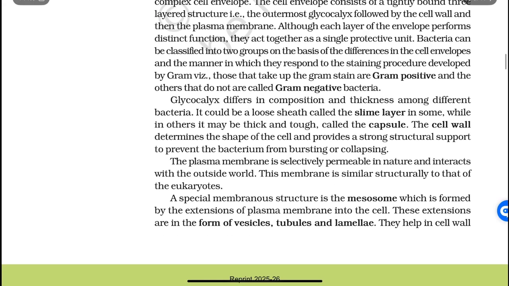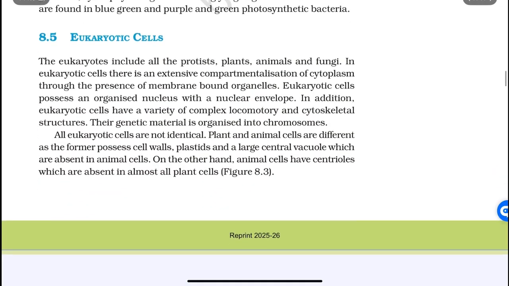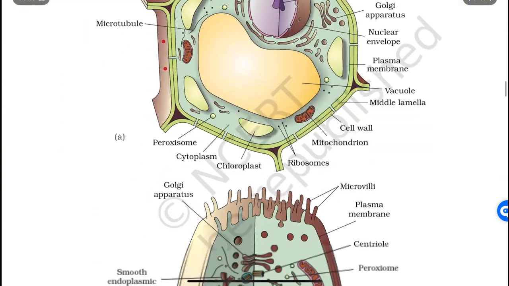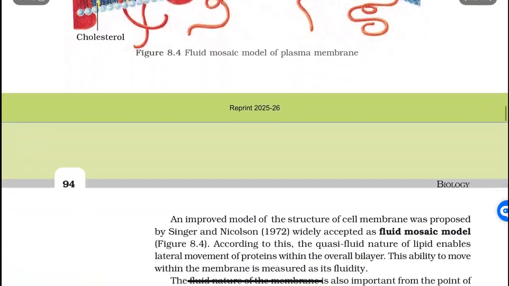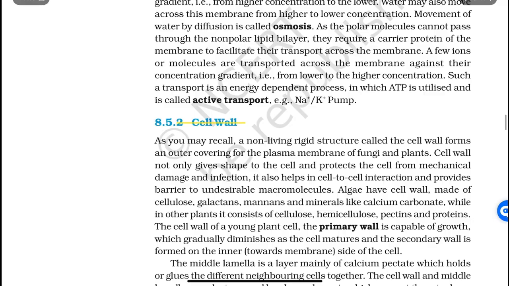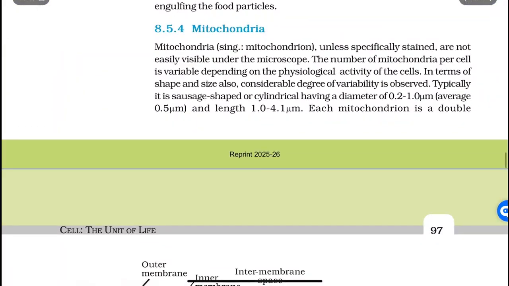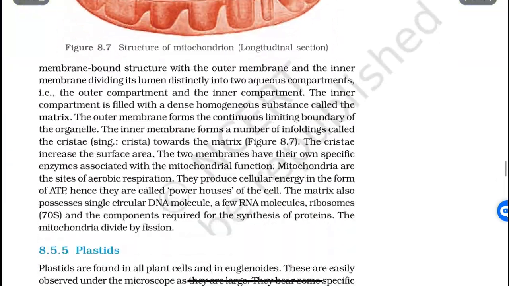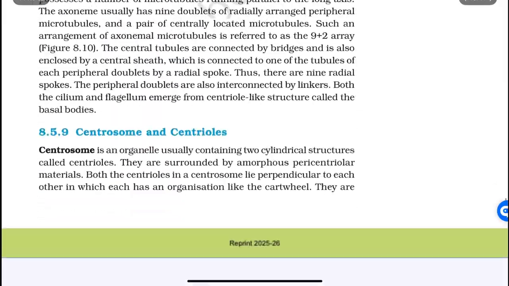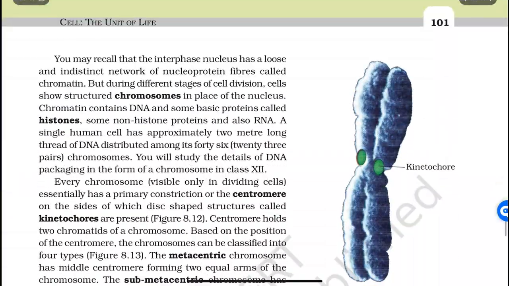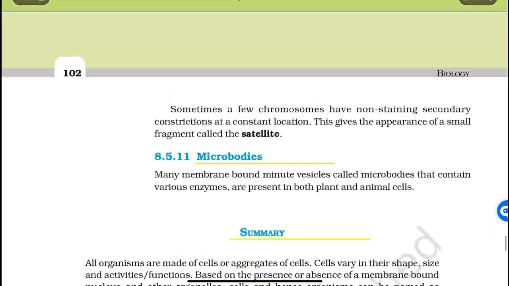Cell envelope and its modifications. Then we have to read ribosomes and inclusion bodies. Then eukaryotic cells. Then cell membrane and cell wall. Here are the organelles: mitochondria, plastids, ribosomes, cilia and flagella, nucleus, and microbodies.